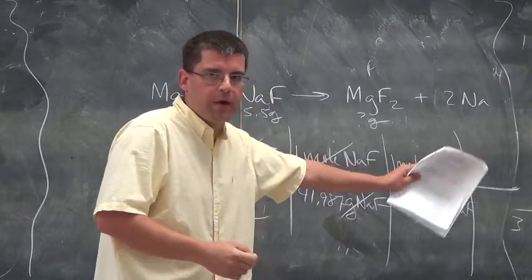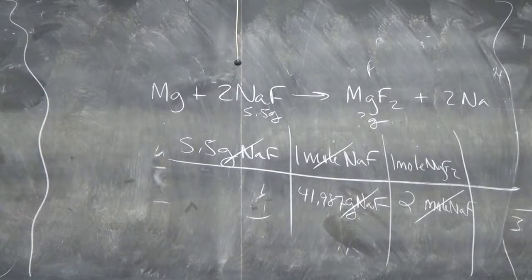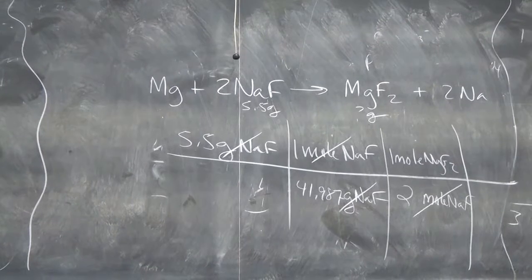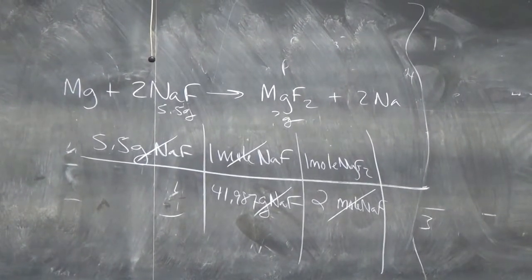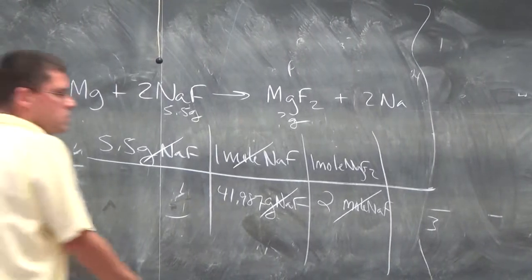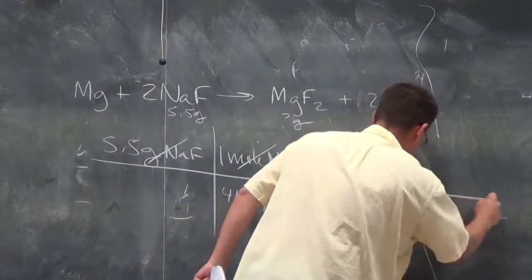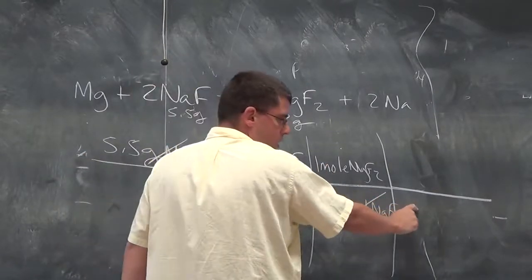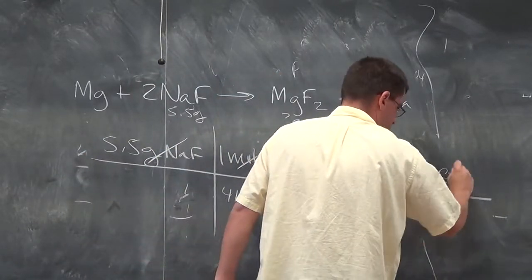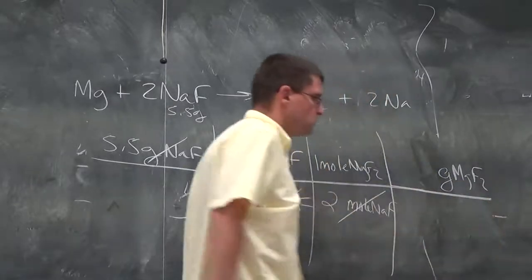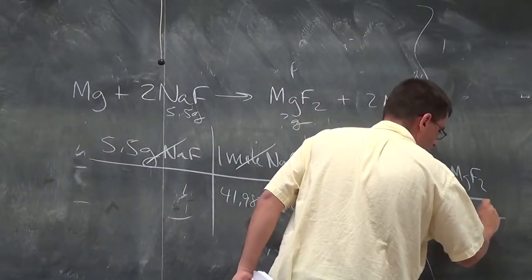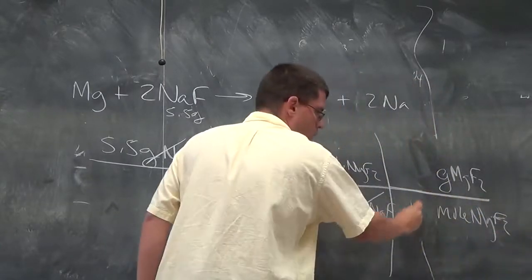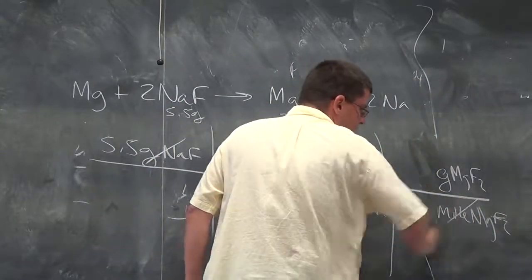And I want to squish it a bit. Hold on, let me run it. Move it to the side a little bit. Hold on. Nothing but the best here. Here we go. All right, we've got room now. So then, we need moles down here to get grams. What do we put down here? Moles. 1 mole MgF2.